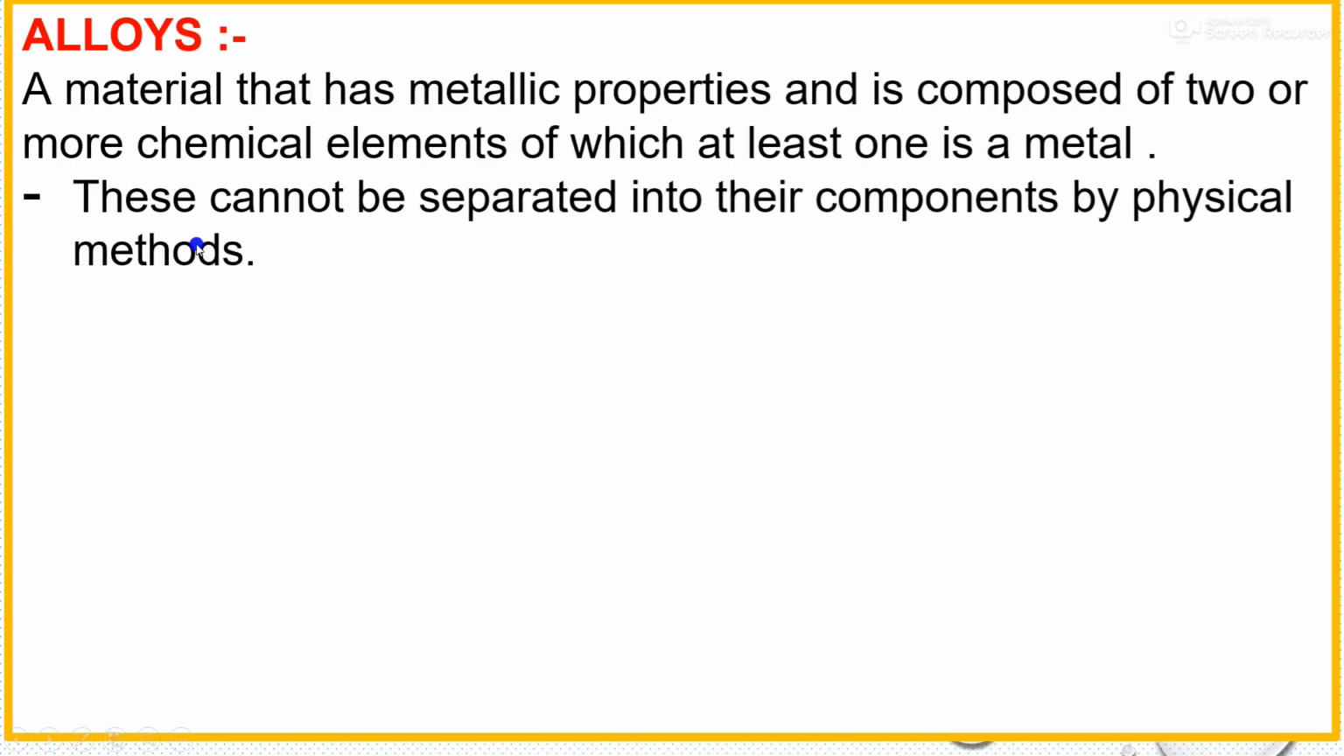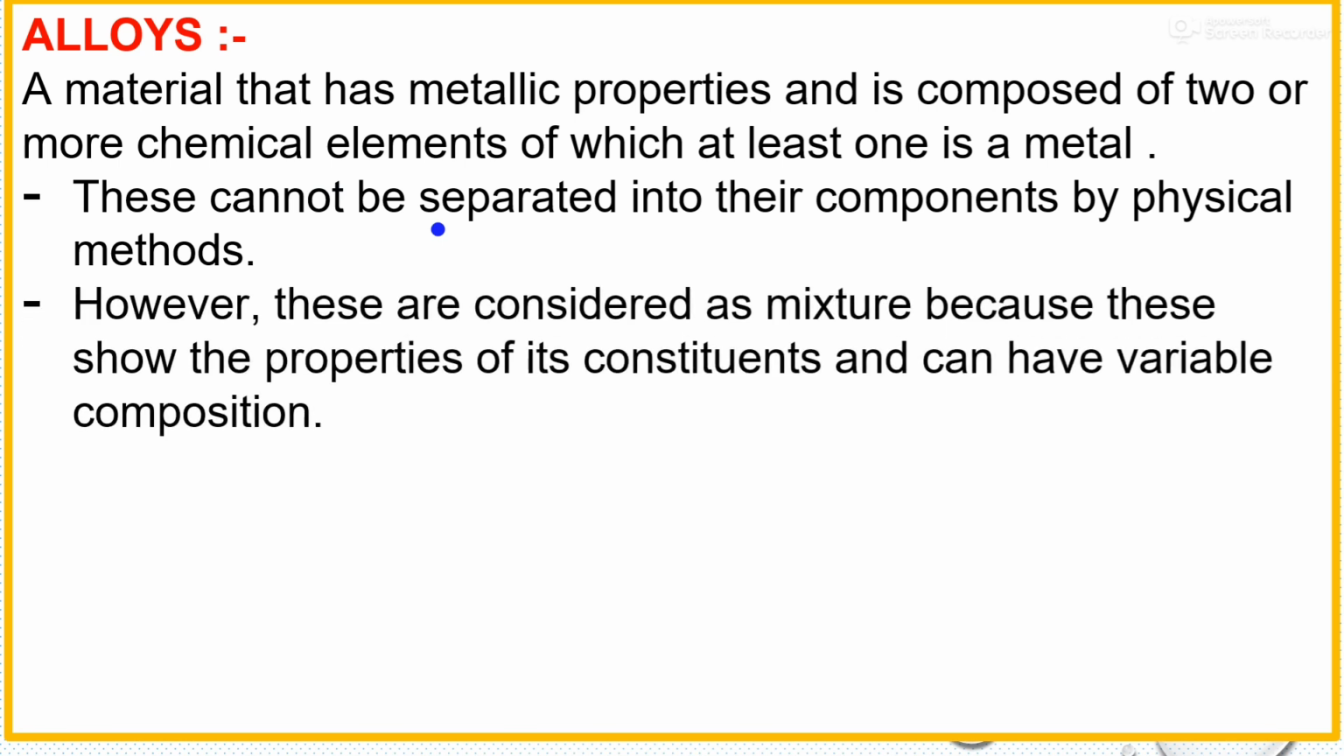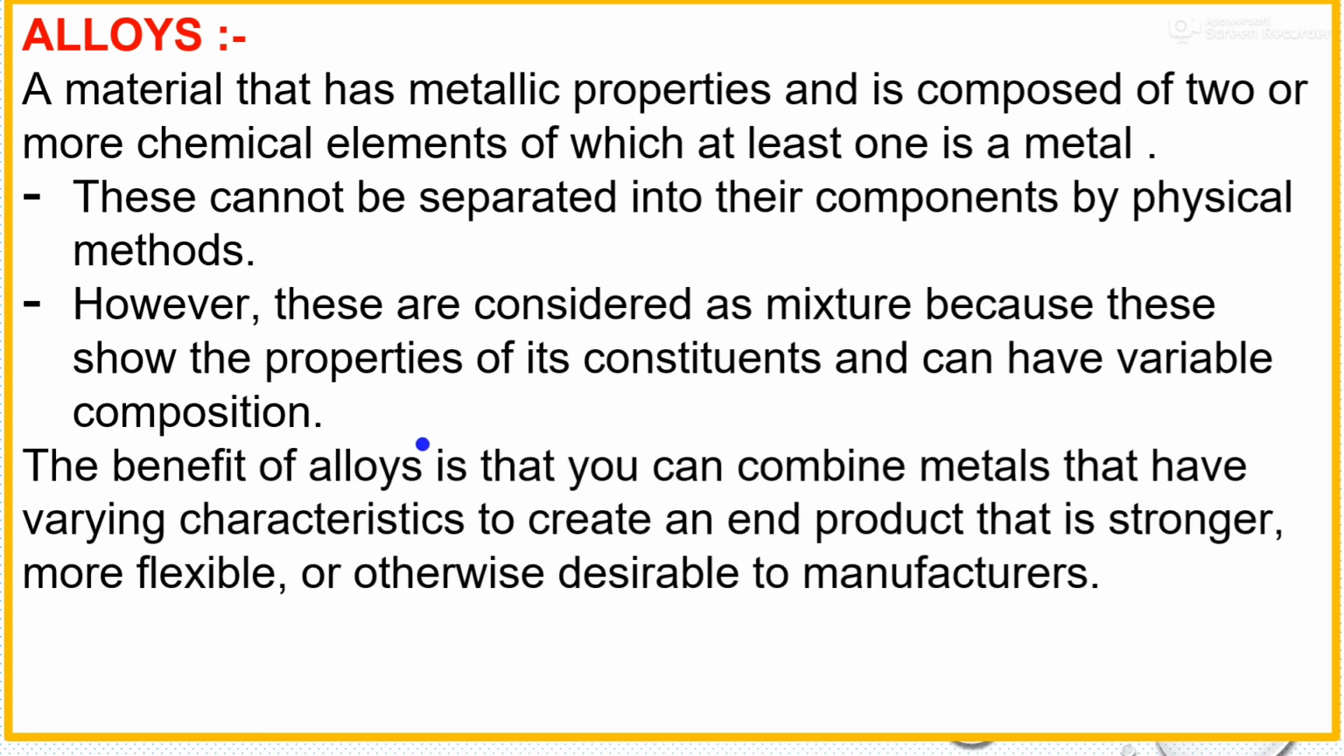Next is alloys. A material that has metallic properties and is composed of two or more chemical elements, of which at least one is a metal, is called an alloy. These cannot be separated into their components by physical methods. We apply chemical methods to separate the components. However, these are considered mixtures because they show the properties of their constituents and have variable composition. Here we can separate the components only by using chemical methods. By using physical methods, we cannot separate them.